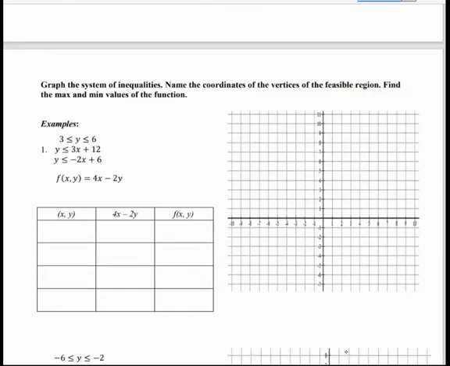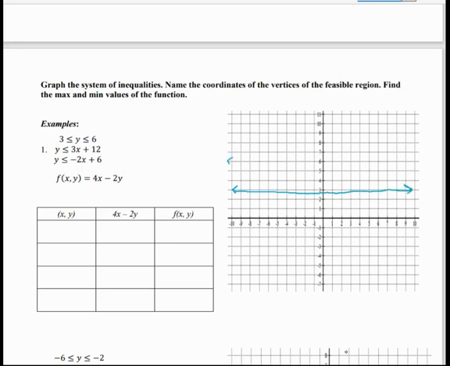In our first example, we just have inequalities that are given to us. It's not a real life situation yet. So what we're going to do is graph all three inequalities. Let's start with the first one. The first one is saying that y has to be greater than or equal to 3 and less than or equal to 6. Remember, those will be horizontal lines. So I'm going to graph two horizontal lines.